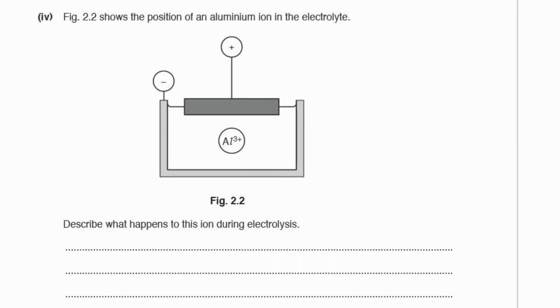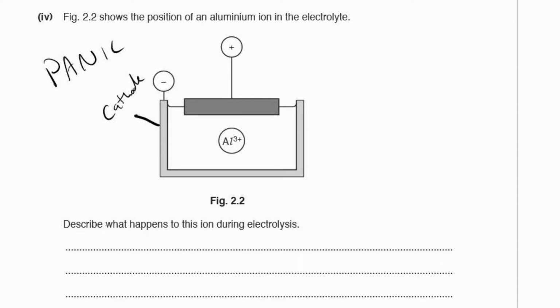4. Figure 2.2 shows the position of an aluminium ion in the electrolyte. All right, so we have aluminium 3 plus floating around in the electrolyte. Describe what happens to this ion during electrolysis. Okay, so plus moves to minus. And minus, if we remember PANIC, as I said earlier, the positive is anode, negative is cathode, so this is the cathode. All right, so the aluminium 3 plus ion goes towards the cathode, and when it's there, it gains electrons, so it becomes aluminium.